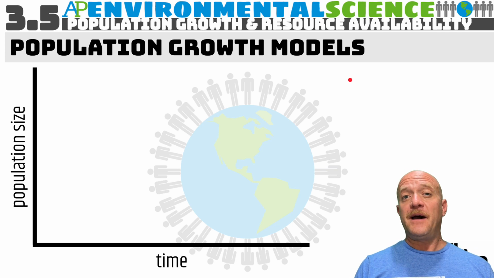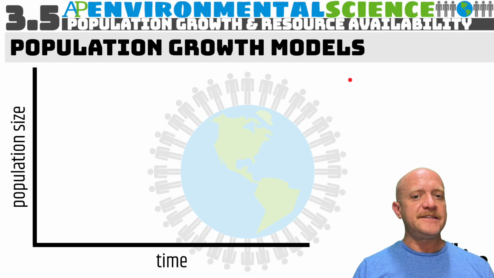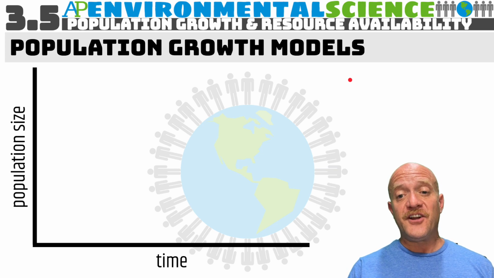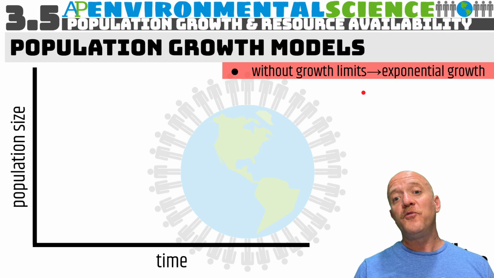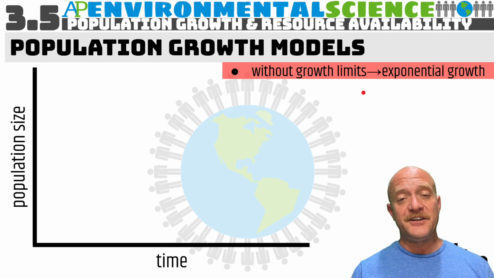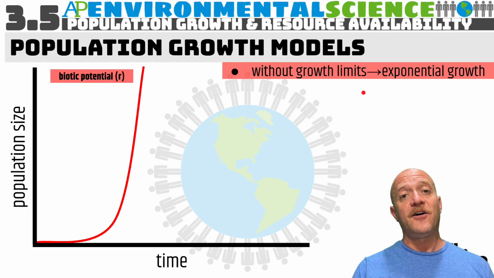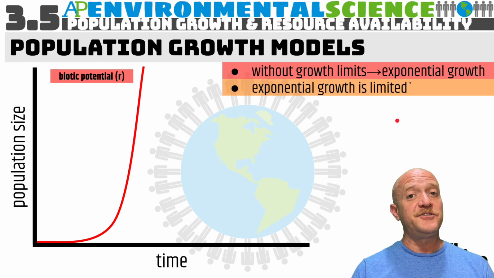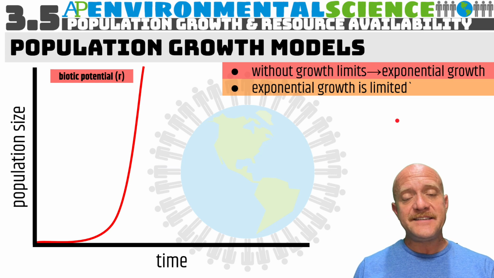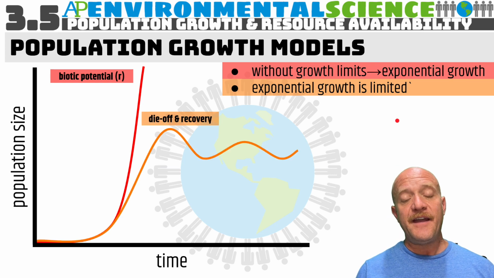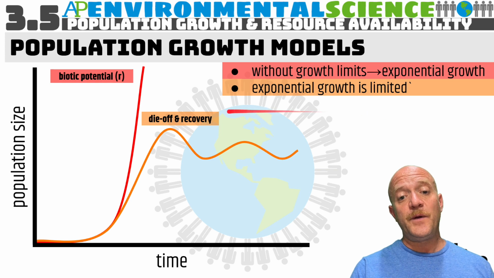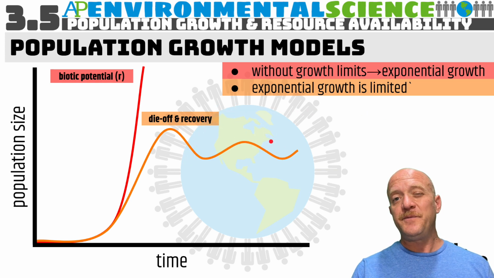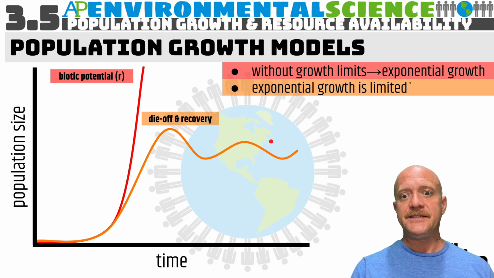So there's a few different population growth models that we have discussed, and there's a few other ones that I will introduce right now. For starters, whenever there is no limits to growth, we will see exponential growth. And as you recall, that is called the biotic potential. But sometimes the exponential growth will be limited, and in that situation you will see a die-off and a recovery. So this is fluctuating more so with the R-selected species, and the fluctuations would be less with the K-selected species.